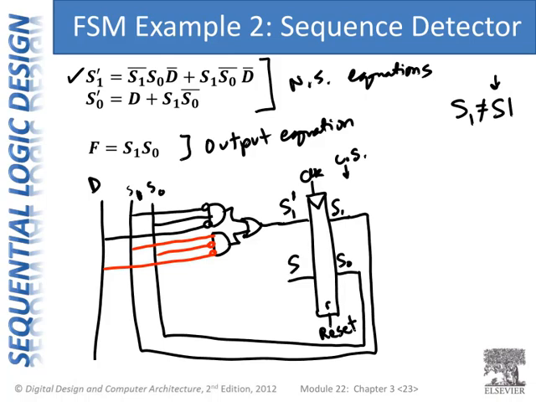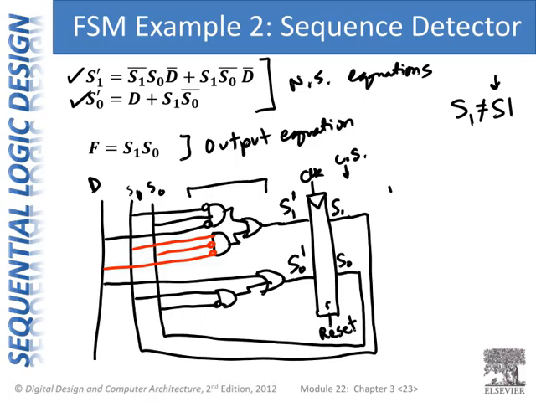Now for S0 prime, we're going to use that next equation. We're going to have an OR gate. One of its inputs is tied to D, and the other comes from an AND-shaped gate where one of the inputs is inverted: D OR S1 and S0 bar. So we're done with our next state logic here. Now we need our output logic, which is determined just by the current state. Looking at our equation, F equals S1 and S0, we use a single AND gate, S1 and S0.